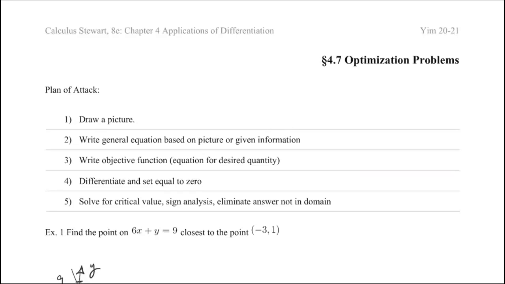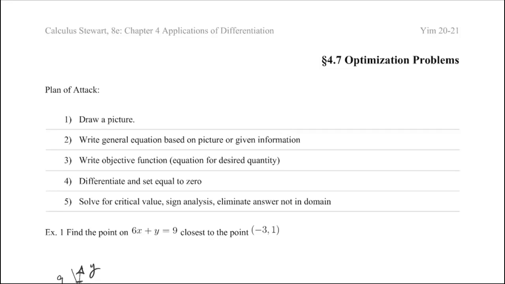Hence the optimization. Generally, the questions don't try to trick you, but you should check nonetheless, to make sure that it is the minimum or the maximum, relative min or max, that is. And then for the fifth step, whatever critical value you've found, you should check to see if you got the right answer by doing sign analysis. And also, really important, eliminate answers that are not in the domain, right?